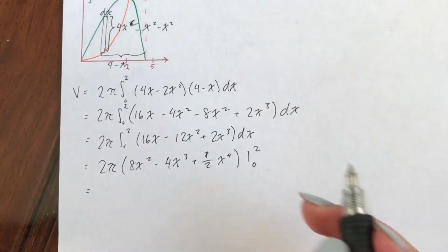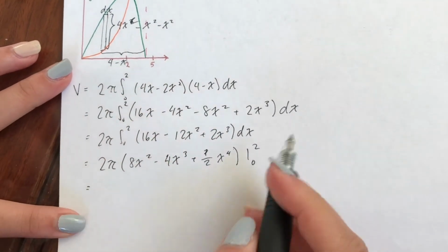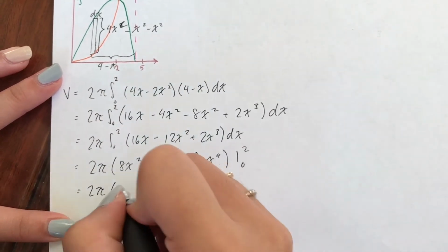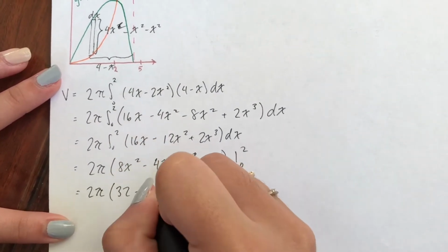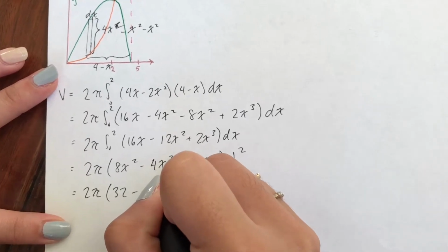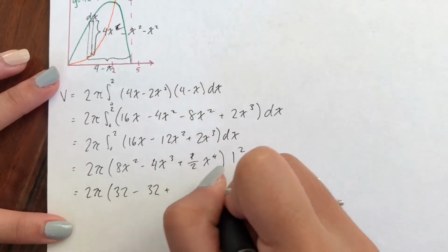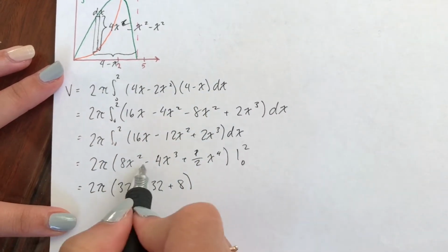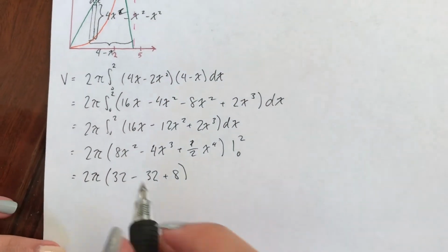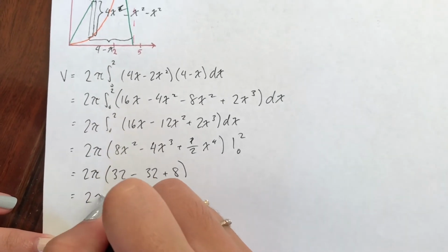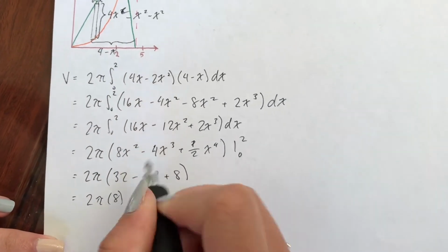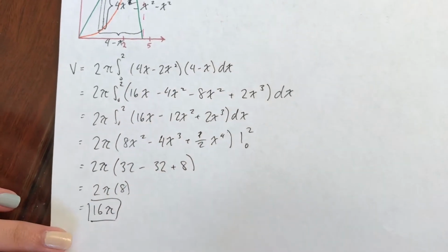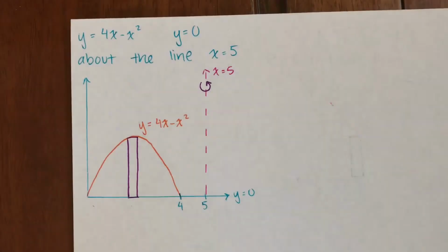Okay, great. Now just plug in your limits of integration. Oh God, am I doing this right? And of course, if you plug in 0, then it's just going to be 0, so we don't need to do that because we're smart people. And then 2 pi times 8, 16 pi. There you go. All right. Now you guys try.